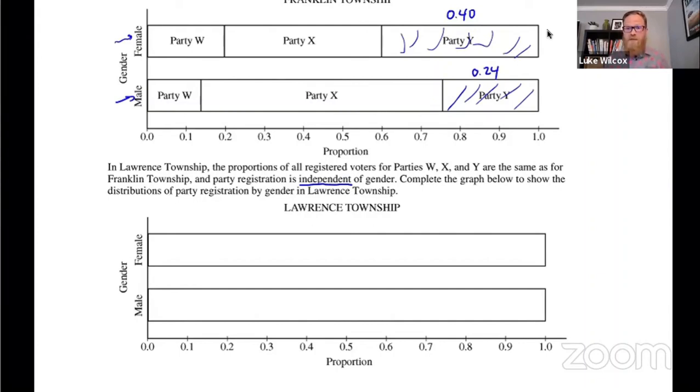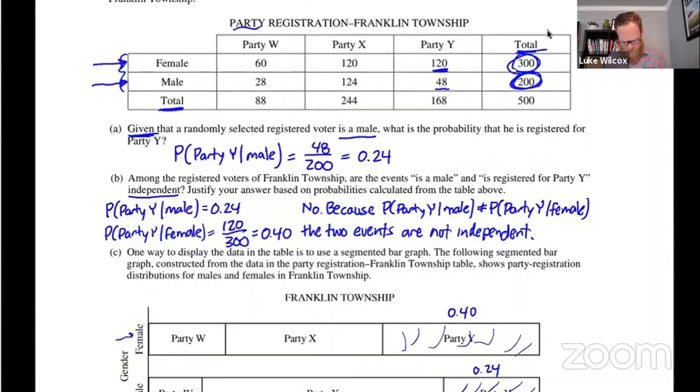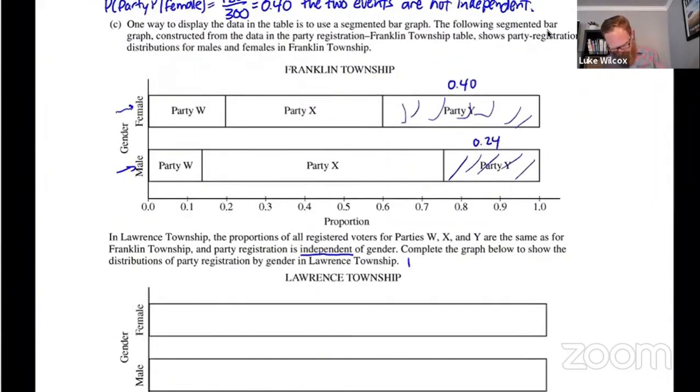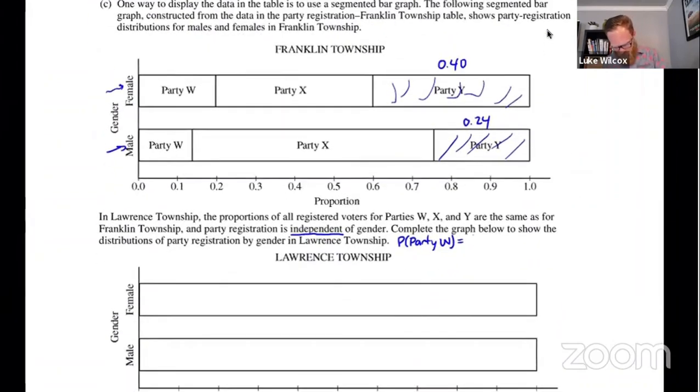Well, in order for these two events to be independent, then we know that the probability that they are in one of the parties, given that they're male or female, has to be the same. And so what we need to do then is calculate the overall probability of being in each one of these parties up here. So I'm going to show my work down here, and what I'd like to find is the overall probability of being in party W. Well, if I look at my table up here, party W has a total of 88 out of the 500. So if we turn that into a proportion, 88 out of 500 is telling me that 0.176 are in party W.